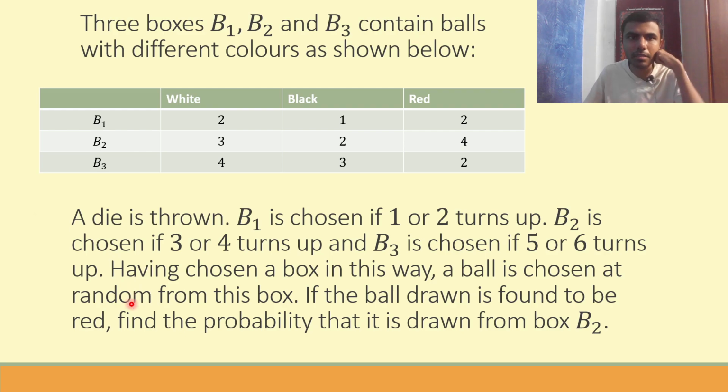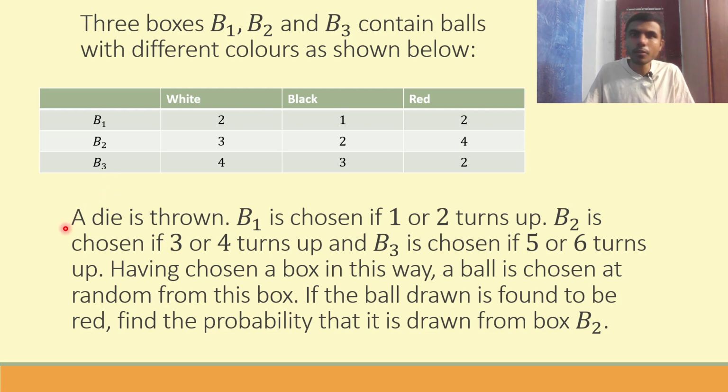Now, what is happening? There are three boxes, B1, B2, B3. The first box has two white, one black, and two red balls. The second box has three white, two black, and four red balls. The third box has four white, three black and two red balls. This is the data that we can get from this table.